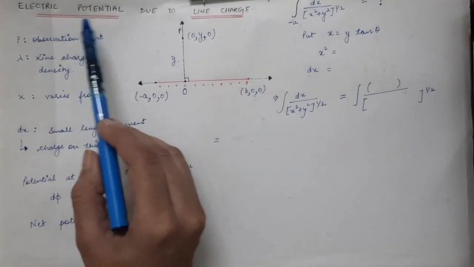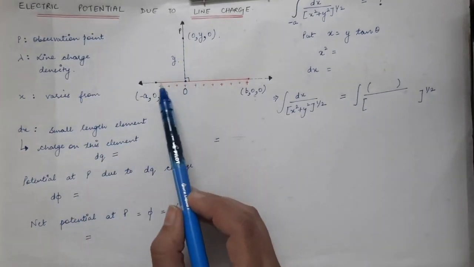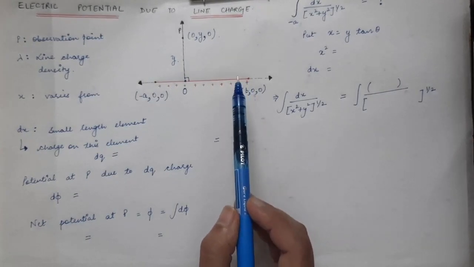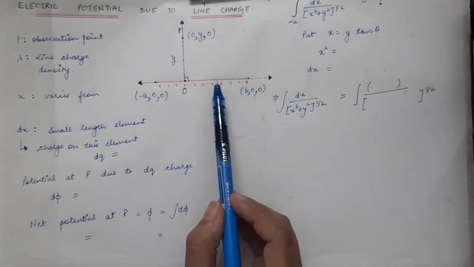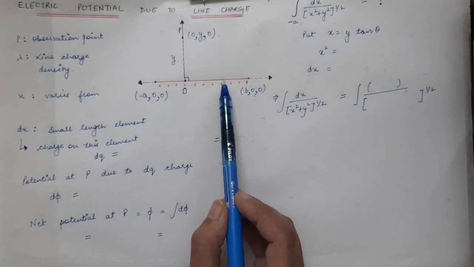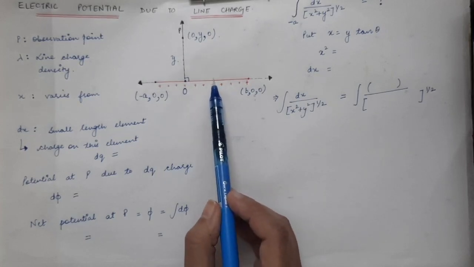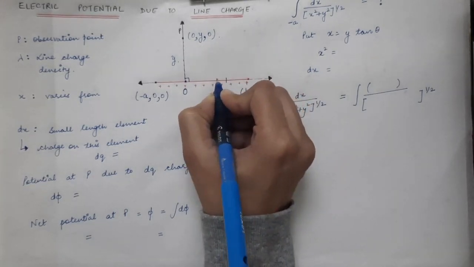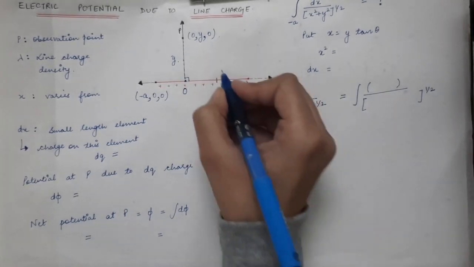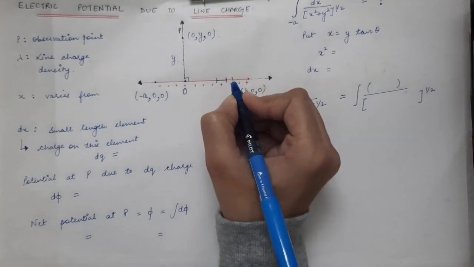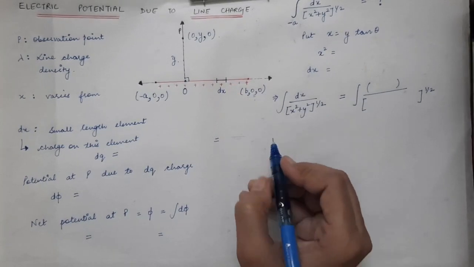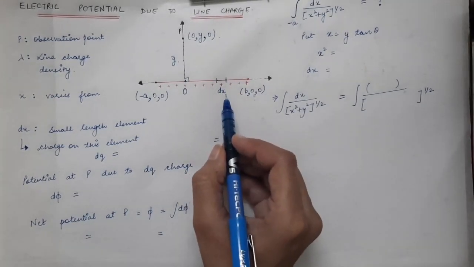Now to find the electric potential at P due to this whole line charge which we have drawn over here, the main criteria will be, first of all, we will take a small line element. Let's say we take this line element. We will take a small patch, that is this line element, of thickness dx. We take a line element of length dx.